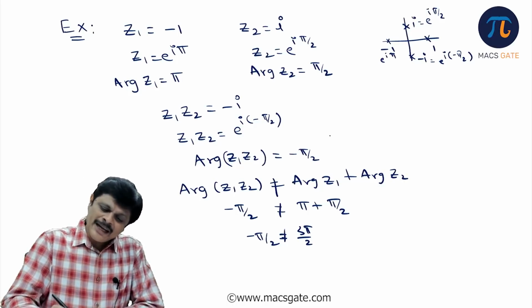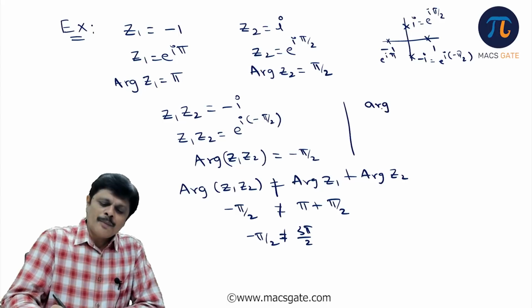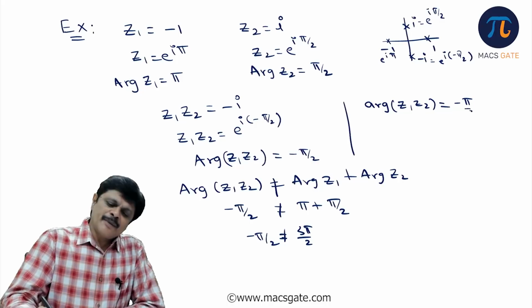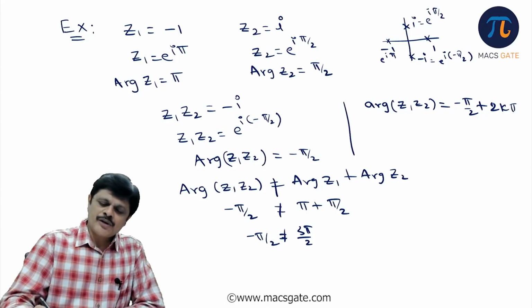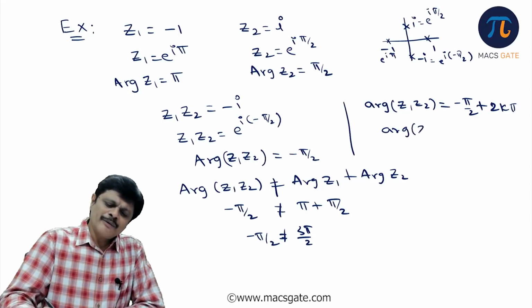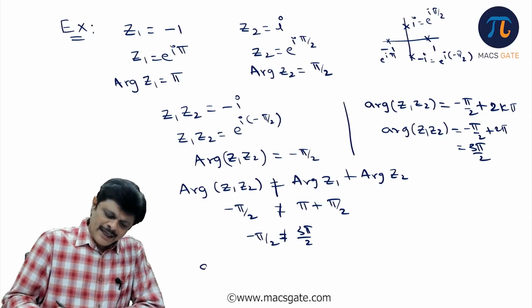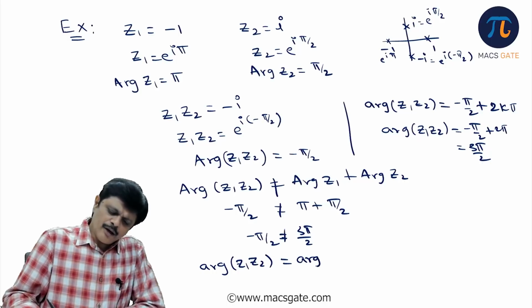See, this argument is minus pi by 2. So if you take some normal argument like z1, z2, this can be written as minus pi by 2 plus 2k pi, where k can be 0, plus 1, minus 1, plus 2, minus 2 and so on. Let us take k is equal to 1. So what is the argument? Argument of z1, z2 can be written as minus pi by 2 plus 2 pi, which is nothing but 4 pi minus pi, which is 3 pi by 2. So I can say that argument of z1, z2 is equal to argument of z1 plus argument of z2.